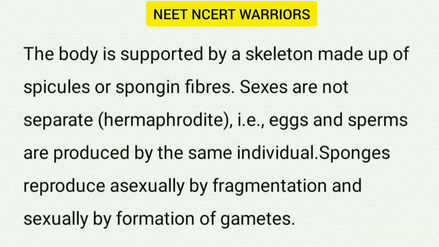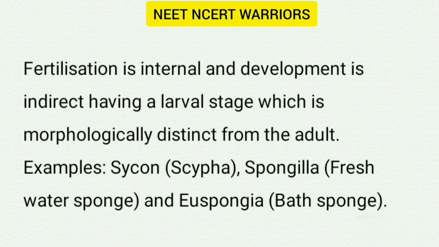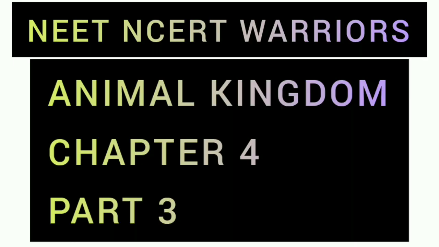Sexes are not separate, called hermaphrodite, that is, eggs and sperms are produced by the same individual. Sponges reproduce asexually by fragmentation and sexually by formation of gametes. Fertilization is internal and development is indirect, having a larval stage which is morphologically distinct from the adult. Examples: Sycon, Scypha, Spongilla, freshwater sponge, and Euspongia, bath sponge.